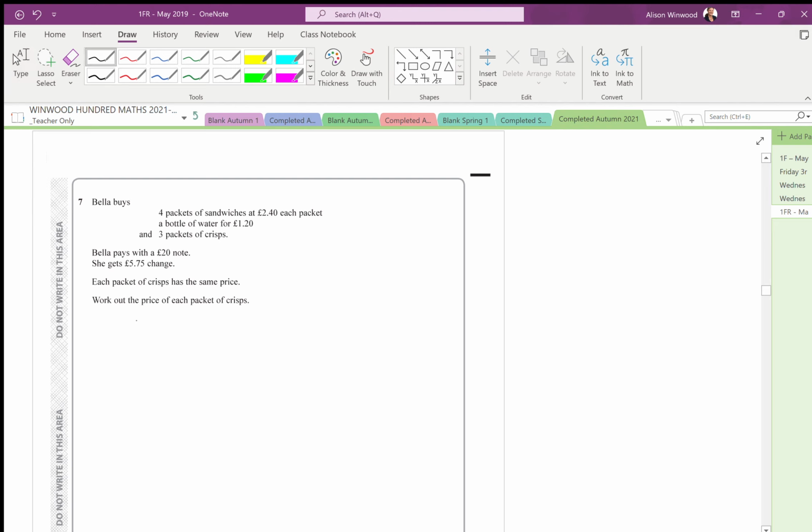So sandwiches, 4 sandwiches at £2.40 each. That's going to be £9.60. A bottle of water for £1.20. So far she's spent £10.80. She pays with a £20 note and gets £5.75 change.